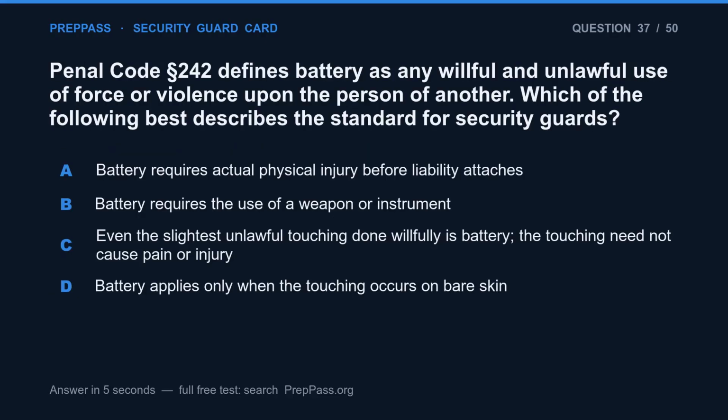Question 37. Penal Code Section 242 defines battery as any willful and unlawful use of force or violence upon the person of another. Which of the following best describes the standard for security guards? A. Battery requires actual physical injury before liability attaches. B. A battery requires the use of a weapon or instrument. C. Even the slightest unlawful touching done willfully is battery. The touching need not cause pain or injury. D. A battery applies only when the touching occurs on bare skin.